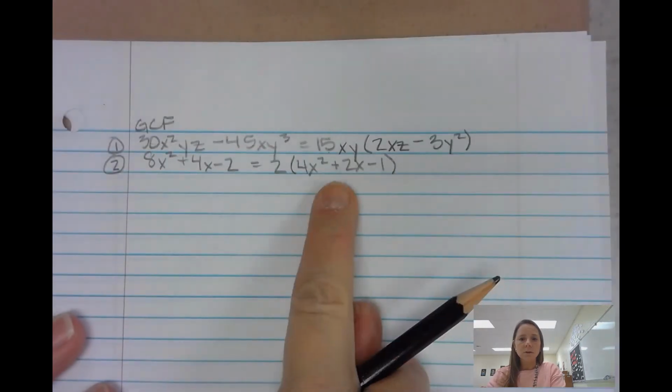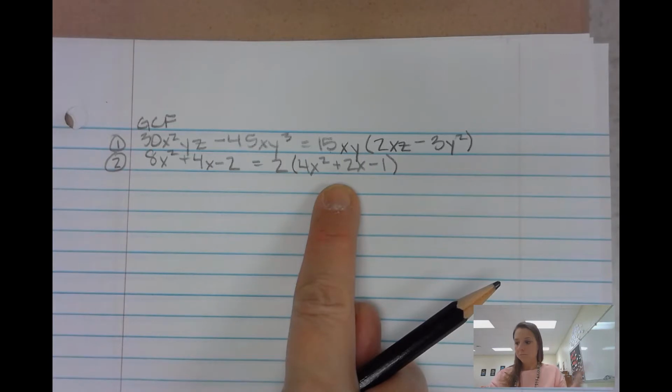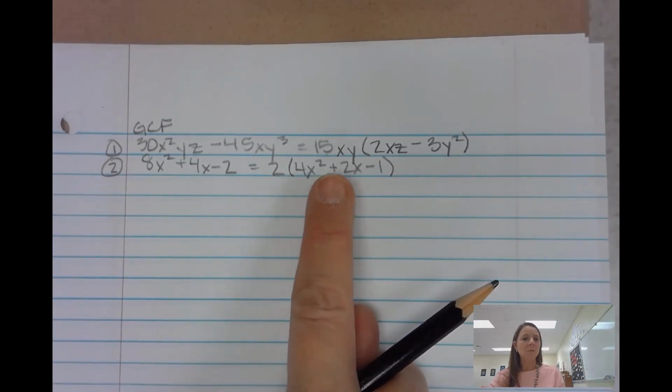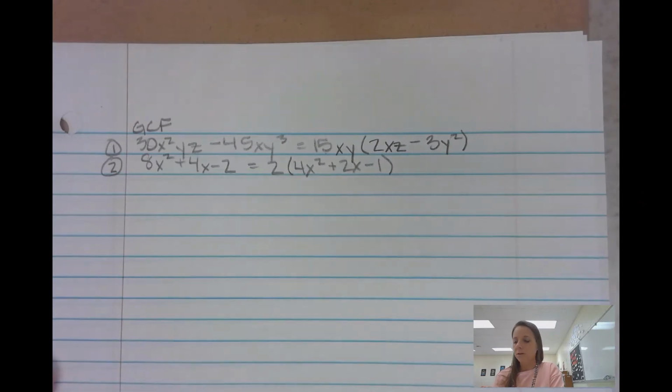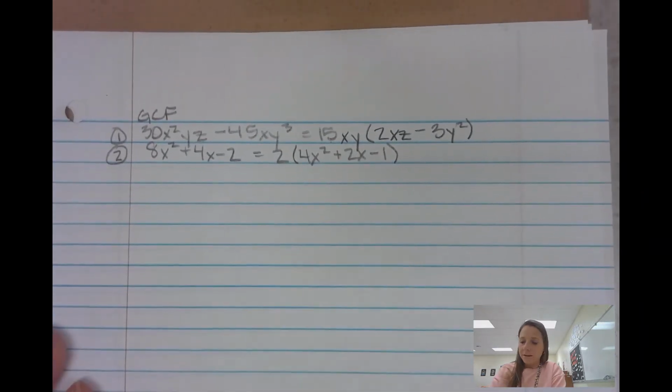Now, again, you always want to look in the parentheses to see if you can factor any further. I'm going to go ahead and tell you this trinomial doesn't factor, but you're going to want to use one of the trinomial methods to factor. So just heads up, you may not only be doing one of the factorings.